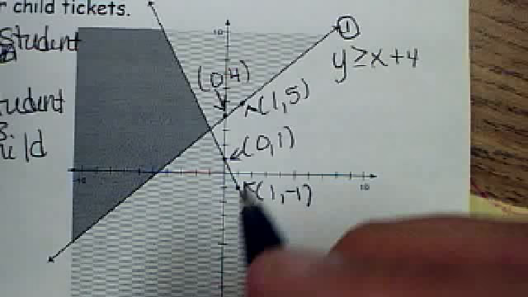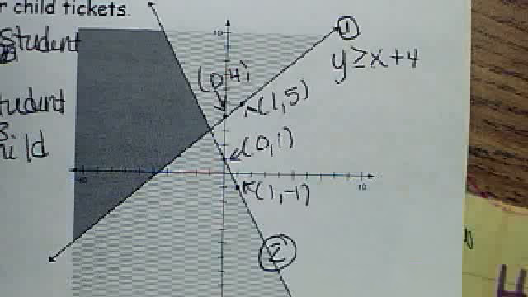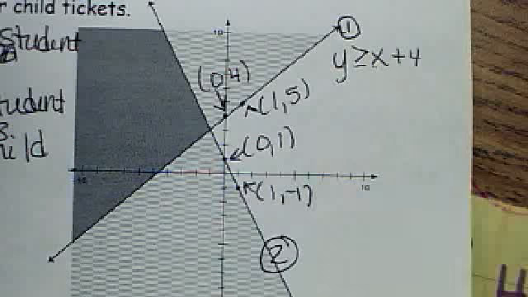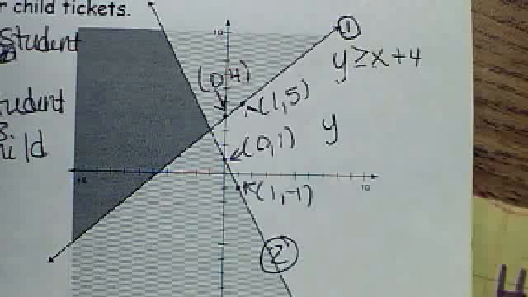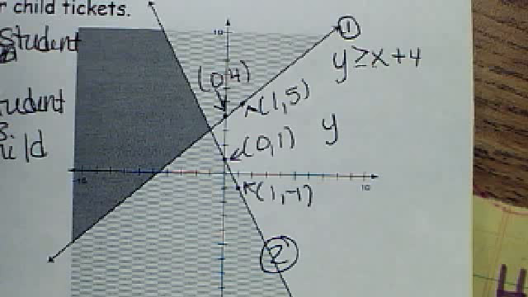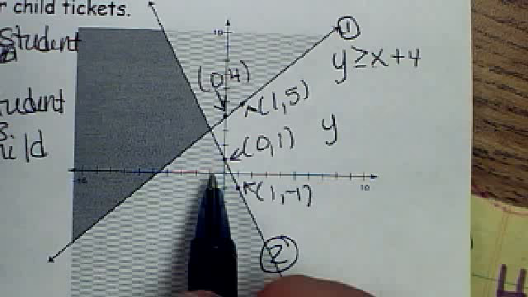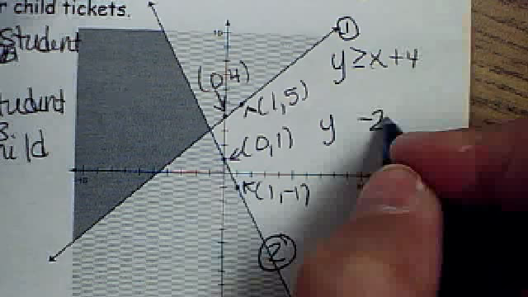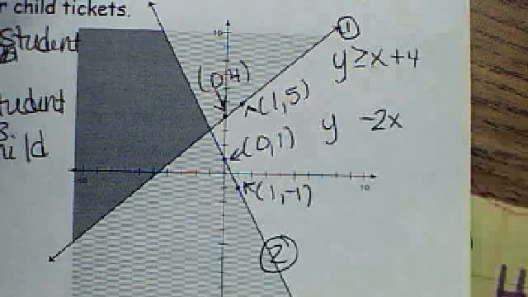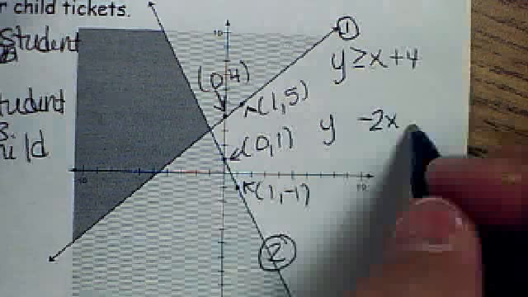So now I'm going to do the line that I'm labeling with a number 2. So it's that other one. And I do the same thing. I put a y, and I'm going to find my slope. Slope is rise over run. So I'm going to start at 0, 1 and go to the 1, -2. This time I go down 2 and over 1. If I go down 2 and over 1, that means my slope is -2x. And my y-intercept is 1, so plus 1.